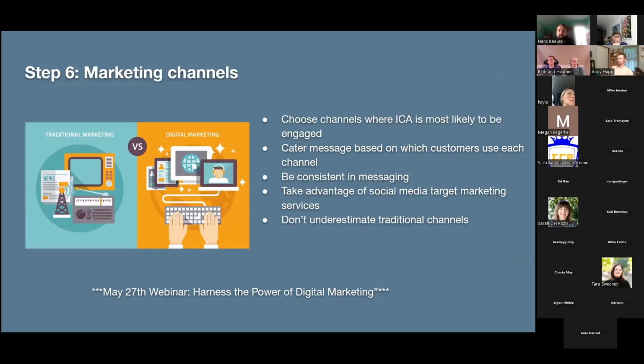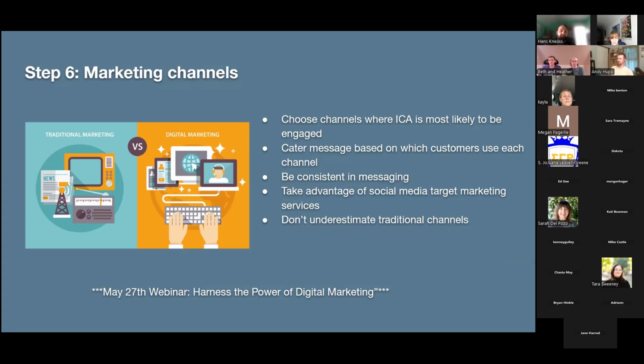So 6, think about your marketing channels. On the 27th, Molly Sobosh is going to talk a little bit about harnessing the power of digital marketing, so make sure you tune into that. You really want to think about where this ideal customer is most likely to be engaged. And that can be a lot of different places. At each of those channels, cater your message to that specific customer. Be very consistent as you're accessing each different online channel or traditional channel. Make sure you always keep that profile in mind.